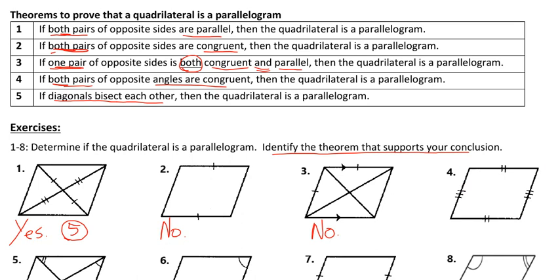So basically we have two pairs of opposite sides that are congruent, or both pairs of opposite sides are congruent, and that is theorem number 2. If both pairs of opposite sides are congruent, then the quadrilateral is a parallelogram. So this is enough information to prove that it is a parallelogram. So the answer will be yes, it is a parallelogram. And the theorem that supports our conclusion is our theorem number 2.